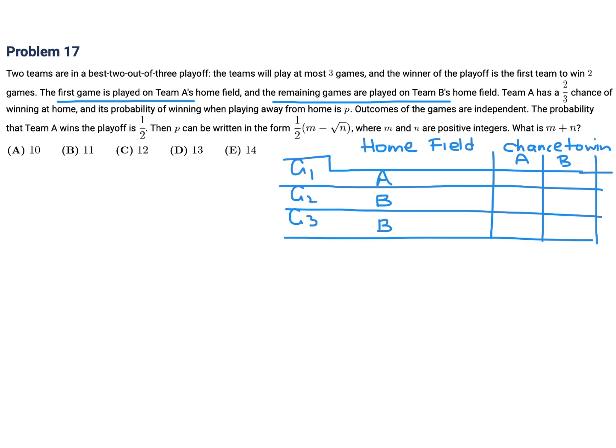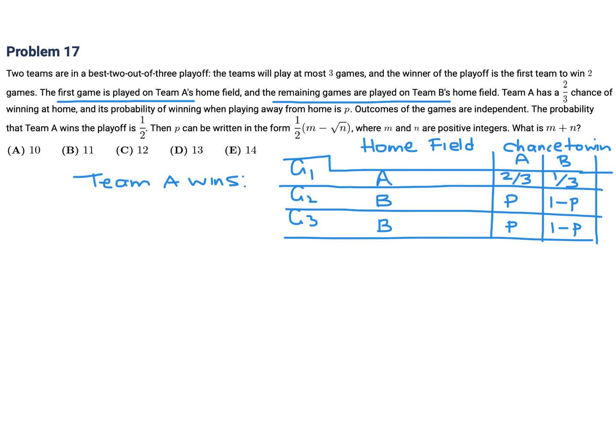All right, so now we can figure out these numbers here. Chance of winning for A on A's home field is 2/3. Chance of winning for B would actually be the complement, which is the other 1/3. For the home field B, the chance of winning for A is P, and therefore this would be 1 minus P. All right. Now, the probability that team A wins. Okay, so team A wins is our goal here.